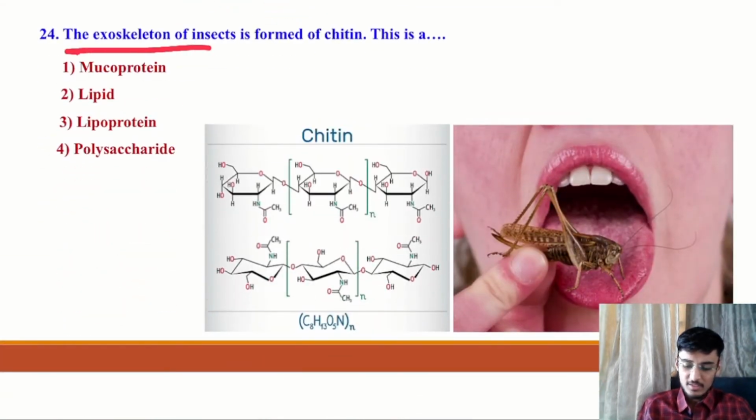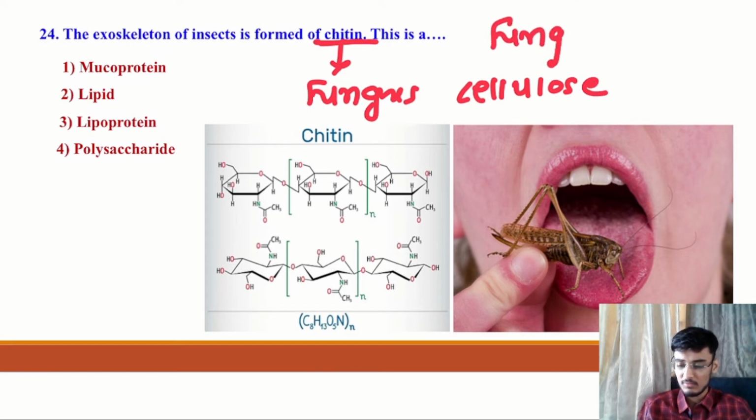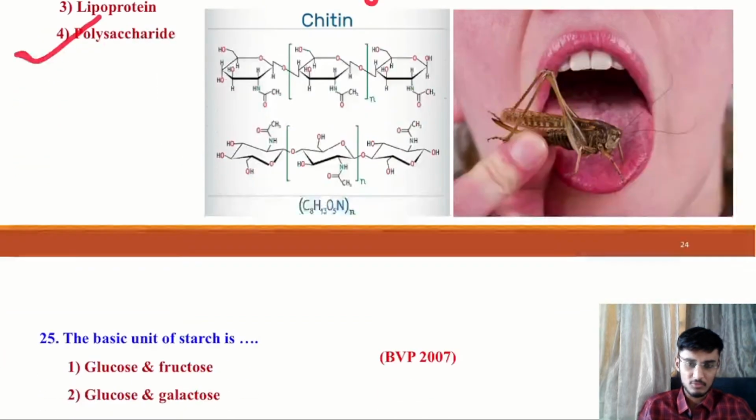The exoskeleton of insects is formed from chitin. Chitin is a polysaccharide. Chitin is the exoskeleton of the cockroach or any arthropod, while we can consider chitin as fungal cellulose. This is called the fungal cell wall. So your answer should be 4.